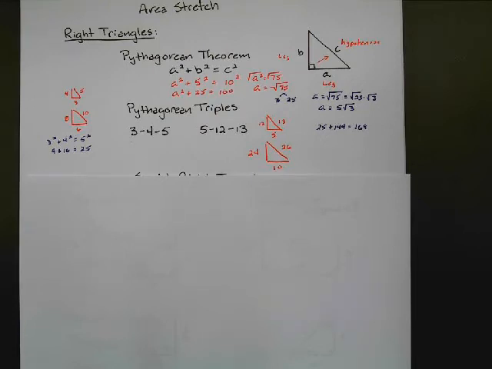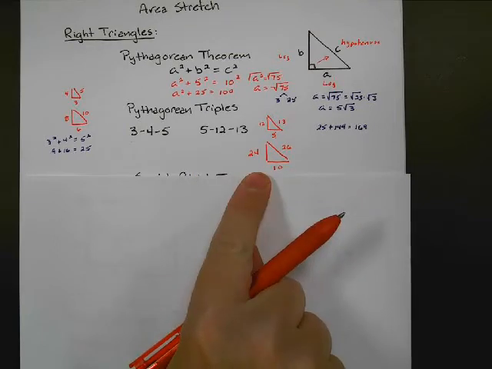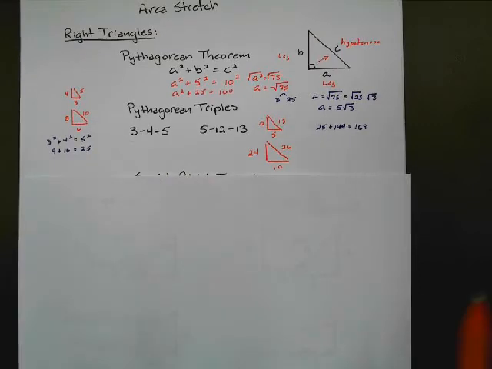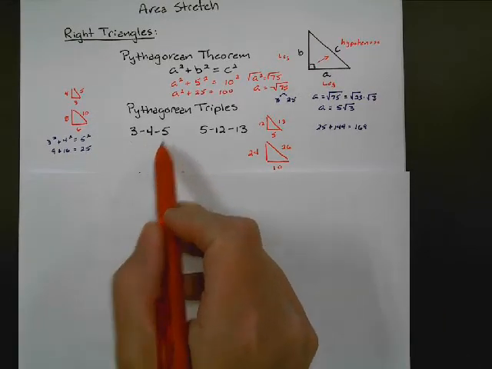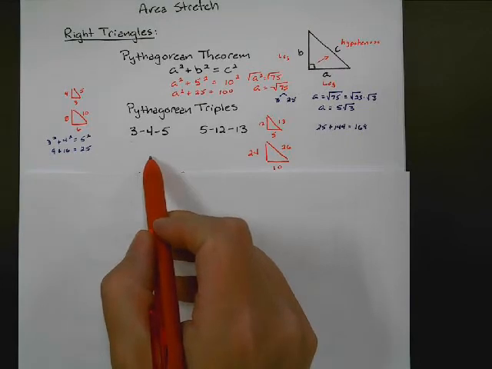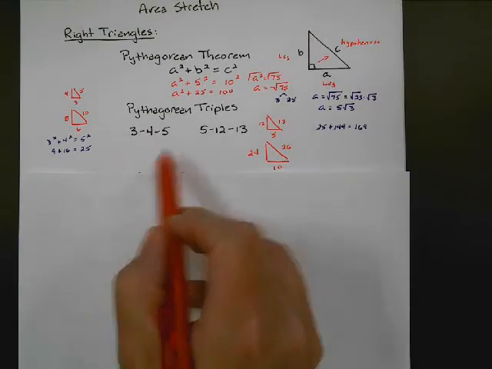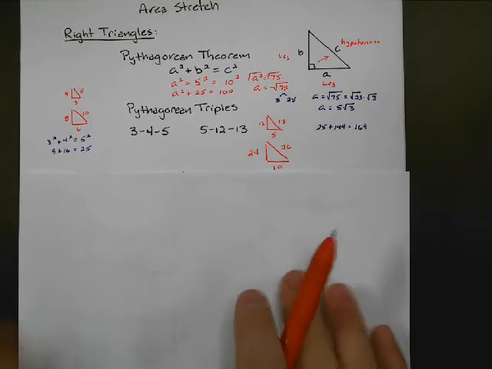So you'll see these two patterns quite a bit, but you'll also see them multiplied by 2 or multiplied by 3 or something like that. Anytime you see a 3 and a 4 in the legs, automatically you've got a 5, or some other product of that. So 6 and 8, you know you'd have 10. 9 and 12, you know it'd be 15, and so on and so forth. All right, so that's a Pythagorean triple.